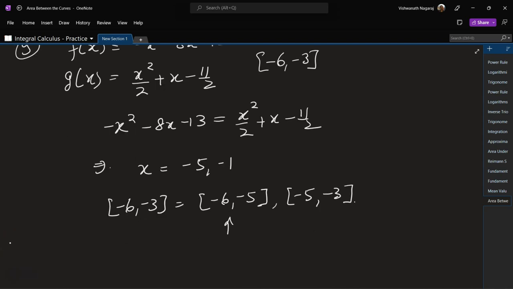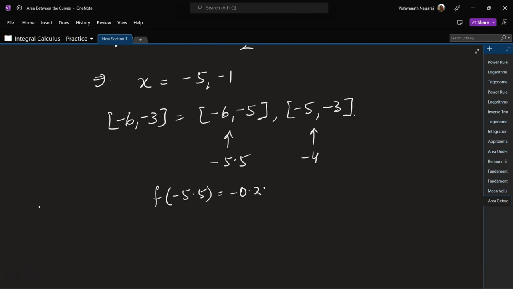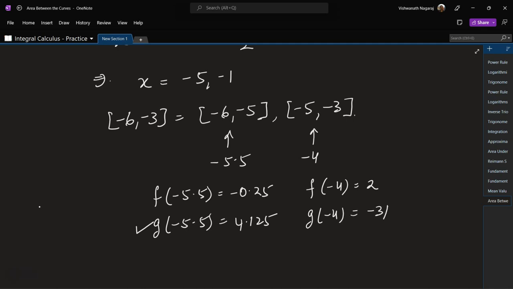So now let's pick a number from here, minus 5.5, and let's pick a value here, say minus 4. So if we take these two values, what do we get? f of minus 5.5 will give us minus 0.25. g of minus 5.5 gives us 4.125. So g is higher in this interval. Now here f of minus 4 is equal to 2 and g of minus 4 is equal to minus 3 by 2. So here f is higher.